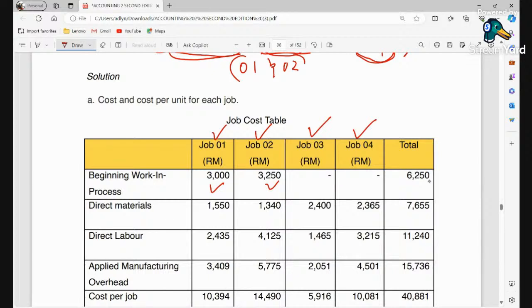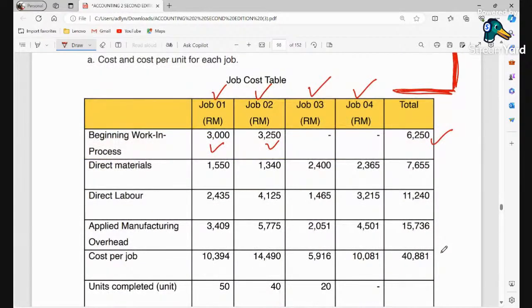Okay, so jumlahkan di bahagian ujung. Untuk job cost sheet ni, you akan total dia macam bentuk L ni. Dia akan ada total di sebelah kanan dan total di bahagian bawah. Kalau total di sebelah kanan adalah jumlah bagi setiap item, kalau total di bahagian bawah adalah jumlah bagi setiap job. Untuk direct materials, just plug from the question and fill up. Ini memang tak ada masalah lah. So ambil saja nilai daripada jadual, masukkan dan jumlahkan.